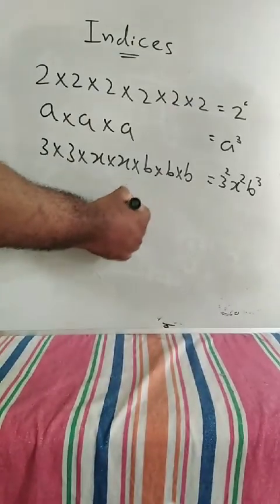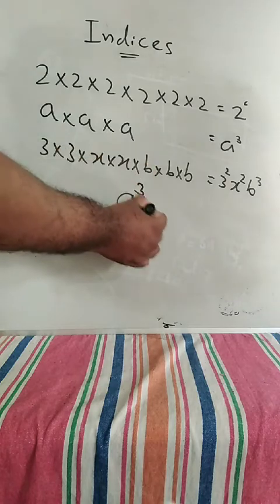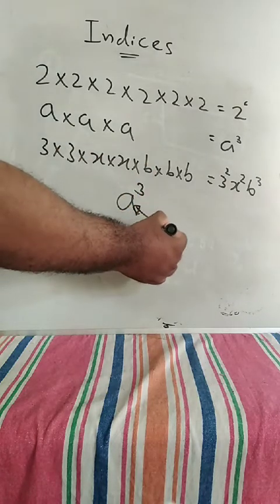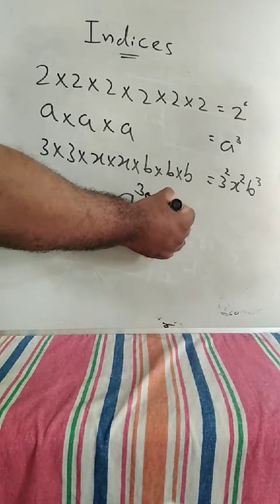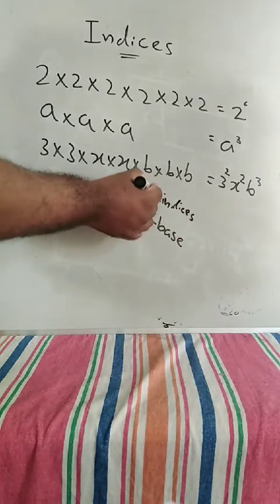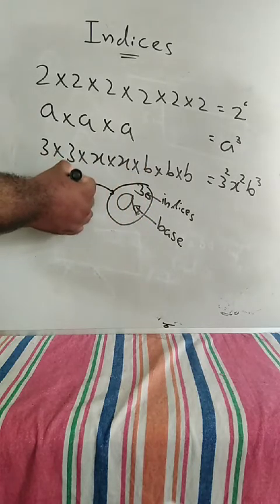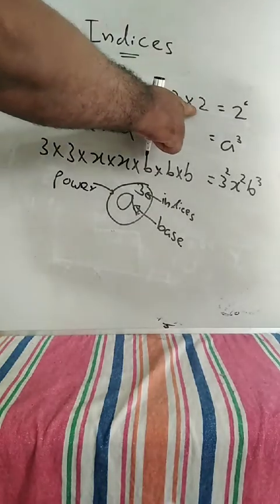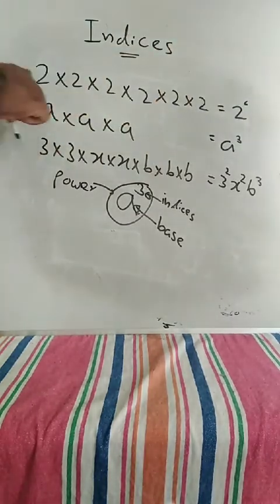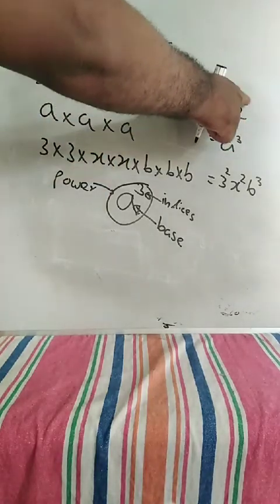Then here we call this a to the power 3. A is what we name the base. This is the index. Both base and index together are called power. Here I have written the expanded form. Now you can write the shortened form. Here this is the expanded form. This is the shortened form. It is very easy to write the shortened form.